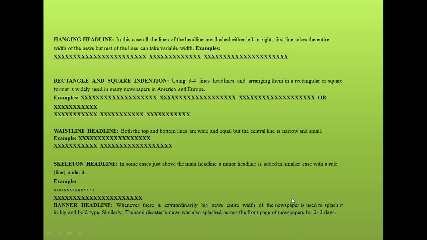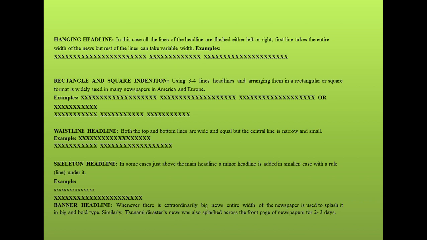Now next is hanging headline. In this case, all the lines of the headline are flushed either on left or right. First line takes the entire width of the news, but rest of the lines can take variable width. Example, it hangs like this. Next, rectangle and square indentation.